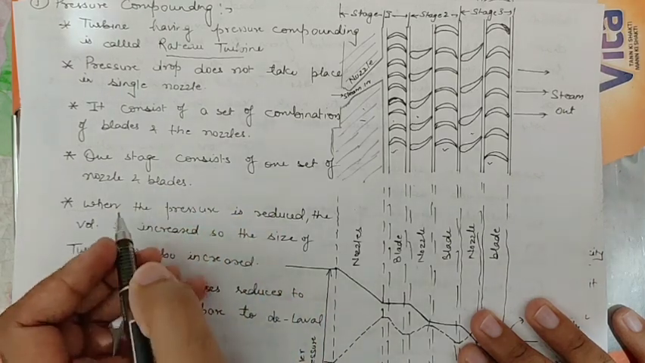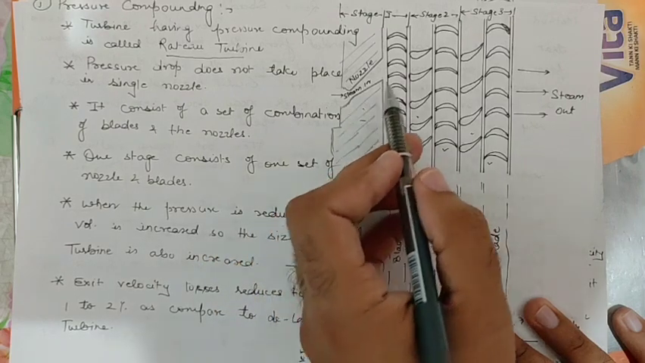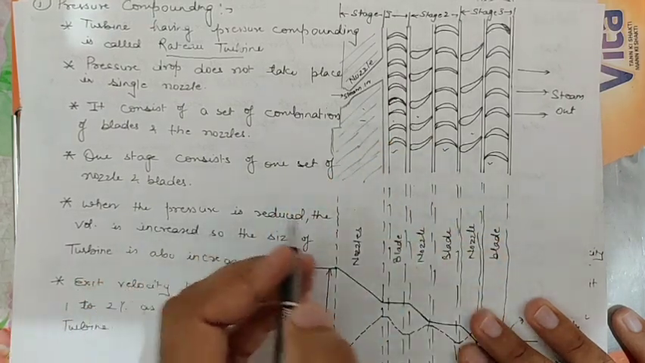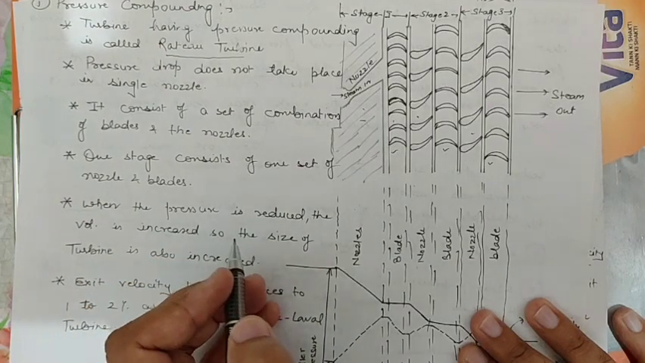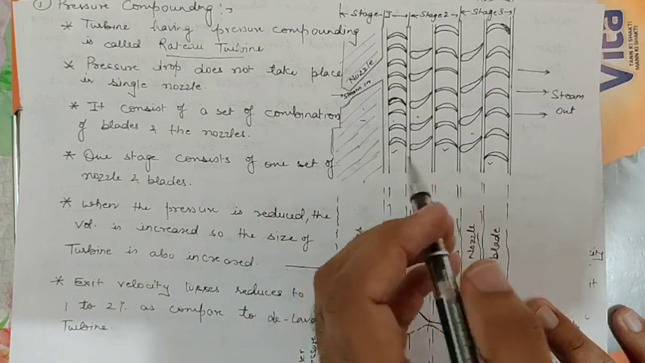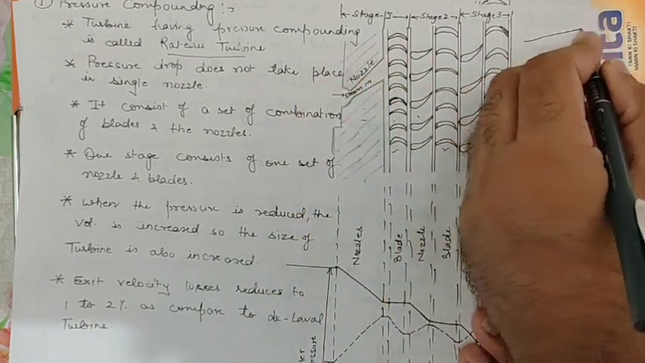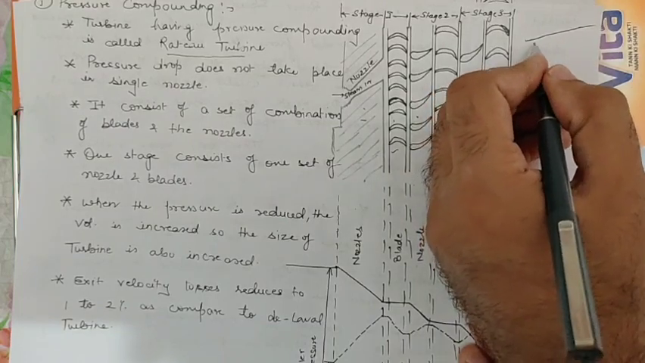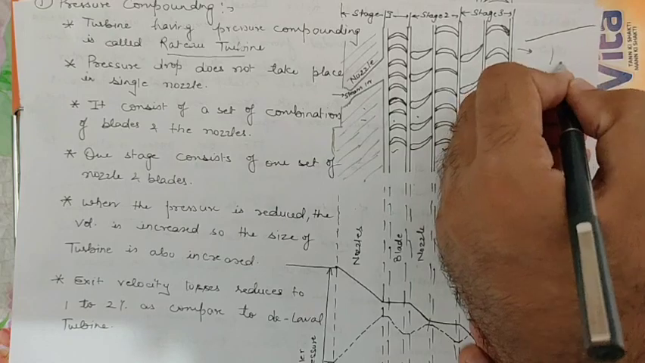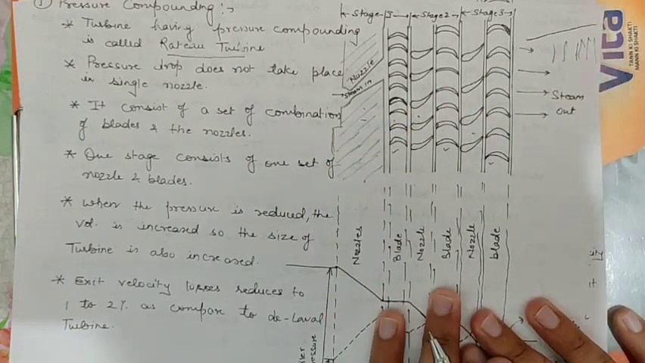And we know that when the steam is passed through the nozzle, the pressure is reduced, and by the reduction of pressure, the volume is increased, so the size of the turbine also has to increase. So the size of the turbine goes like this, a diverging shape, because the pressure goes on decreasing and the volume of the steam goes on increasing, so that's why it is of diverging type.